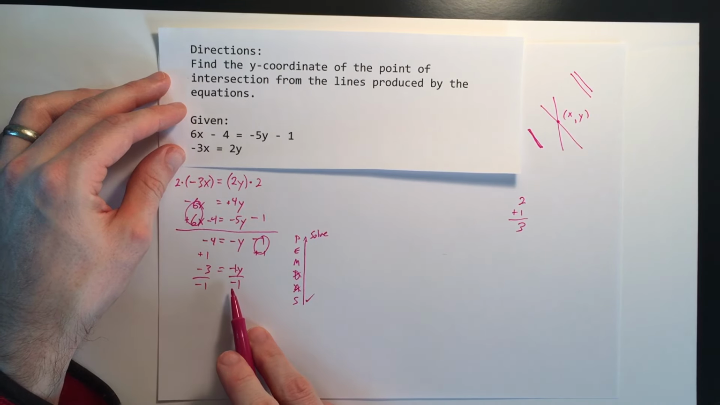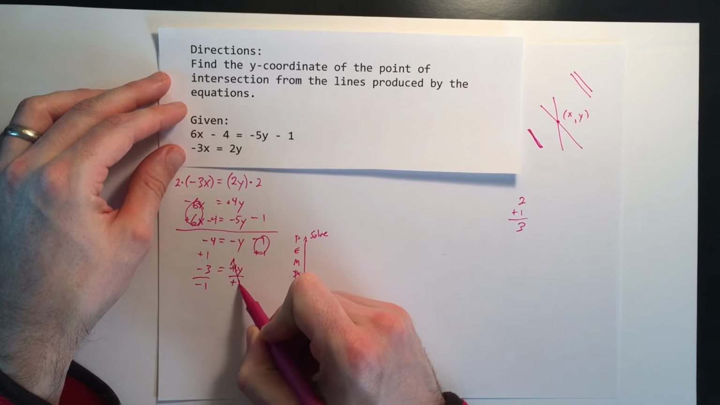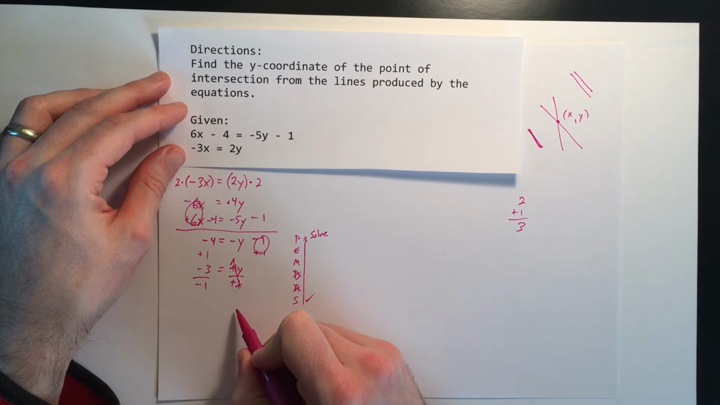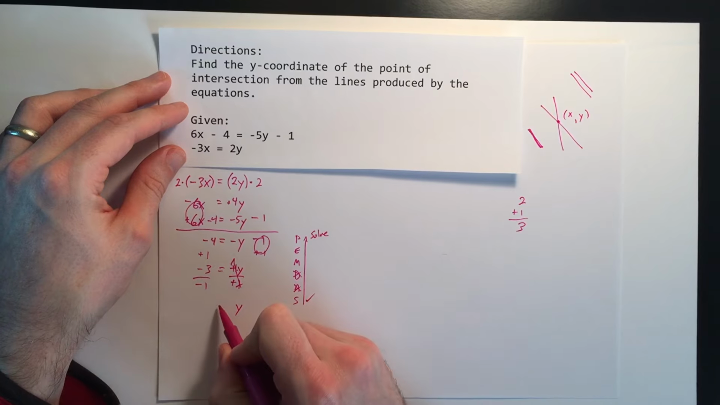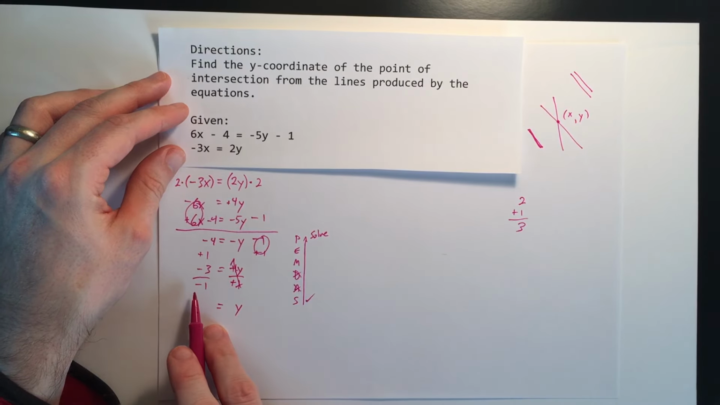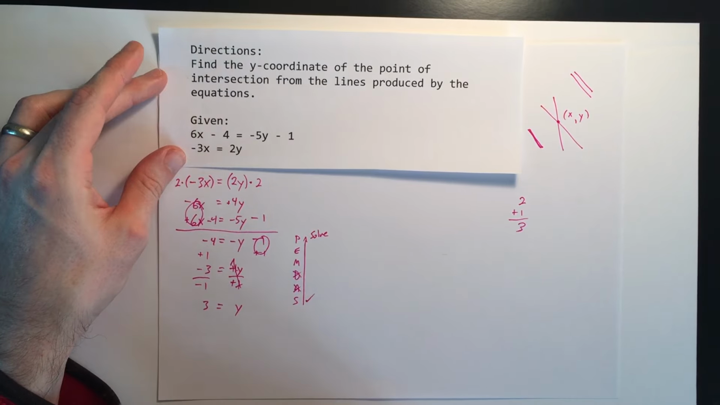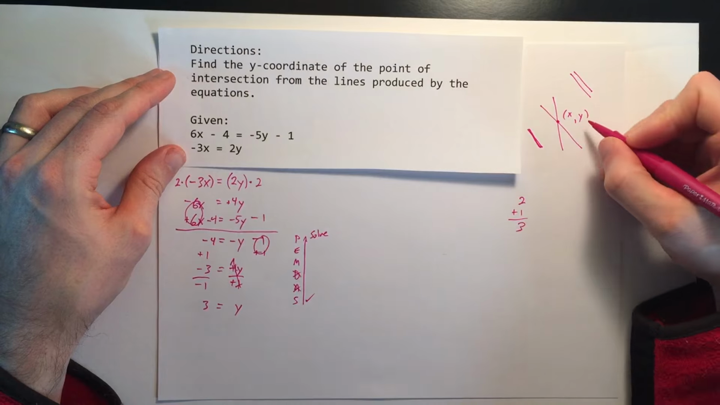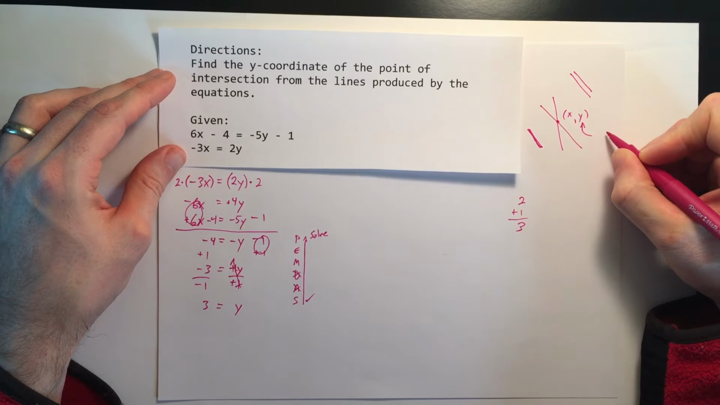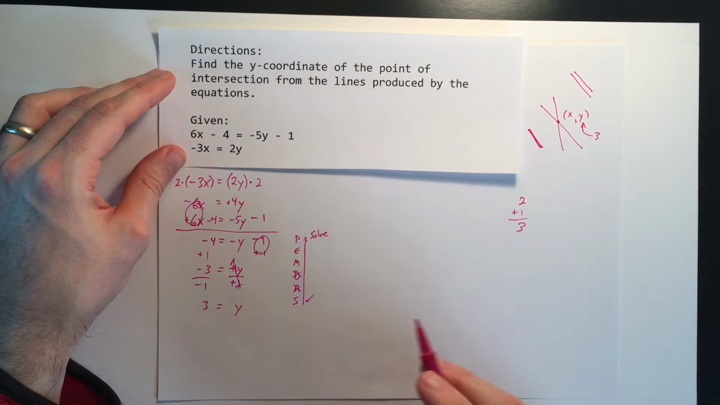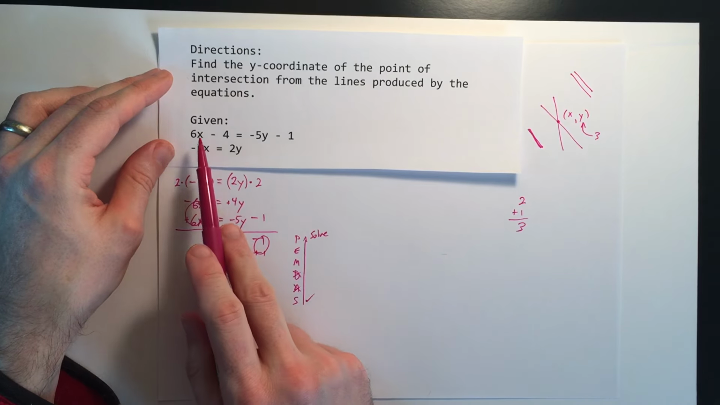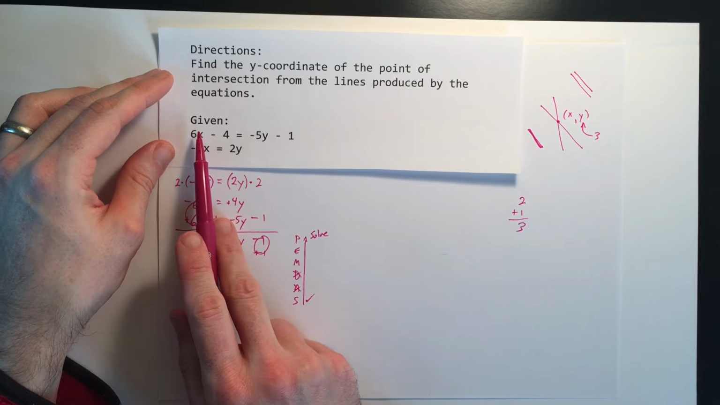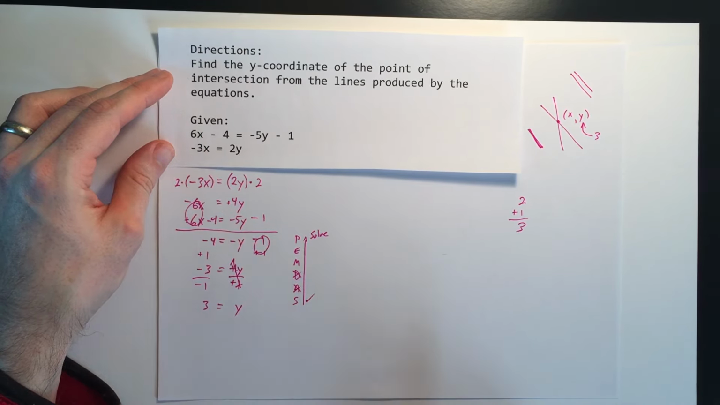And a negative divided by a negative makes a positive, and a 1 divided by 1 makes 1. So that makes +1y. And again, that's just y. Equals, negative divided by a negative is a positive, and 3 divided by 1 is 3. Y equals 3. So I have just found the y coordinate of the point of intersection that two lines would show if you were to graph these two equations.